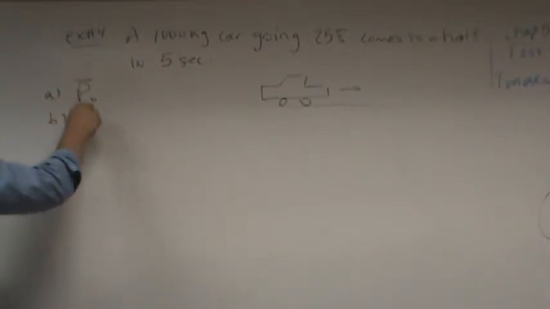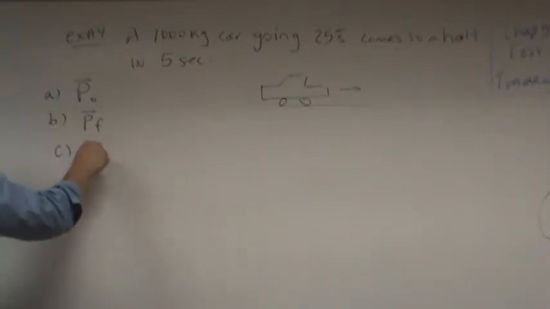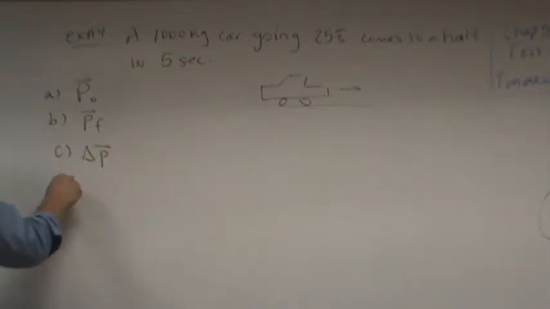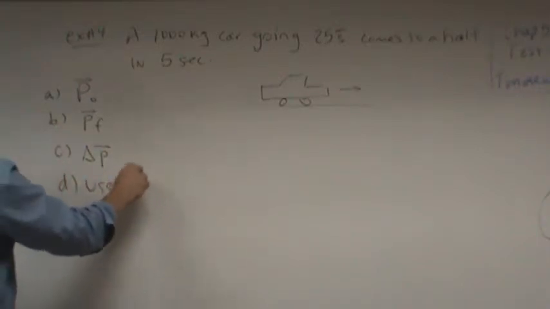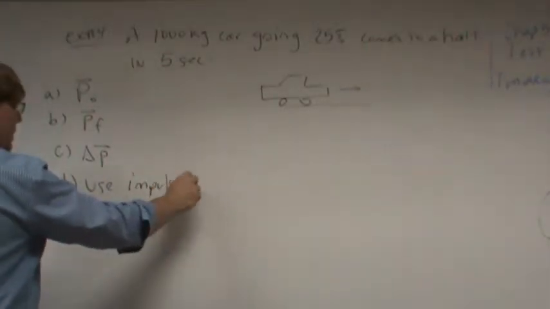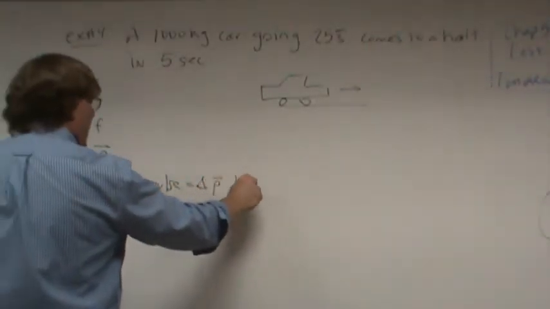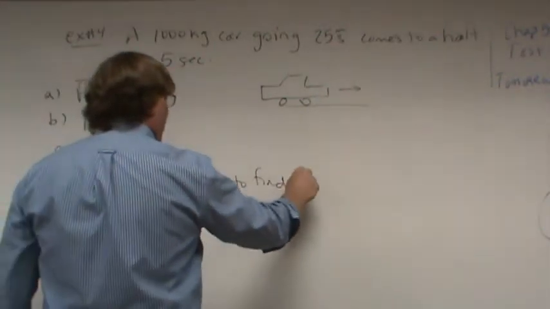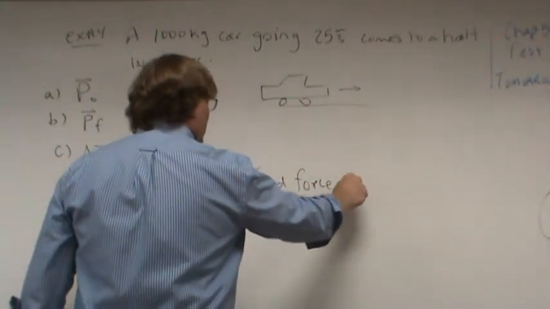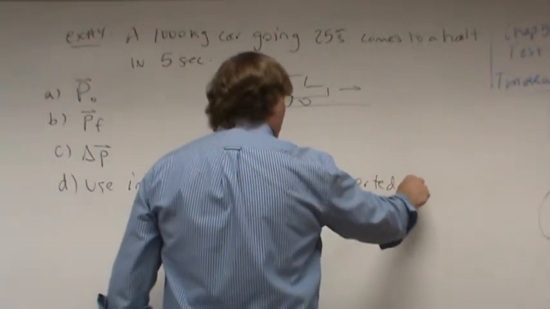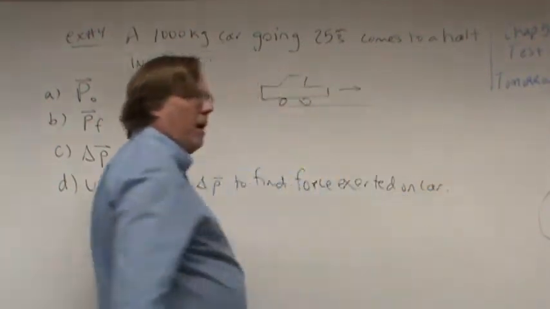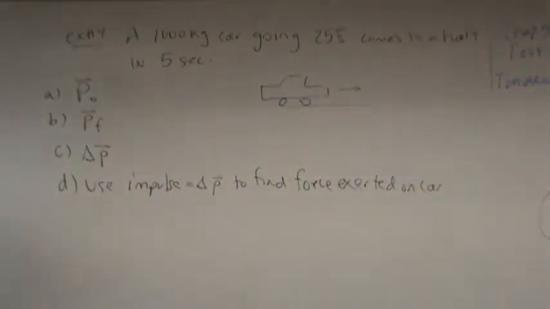I'd like you to find the following things. What's the initial momentum? What's the final momentum? What's the change in momentum? And then use impulse equals change in momentum to find the force exerted on the car. We're assuming a constant force. It's the average force exerted on the car, but I'm going to assume a constant force. Good luck.